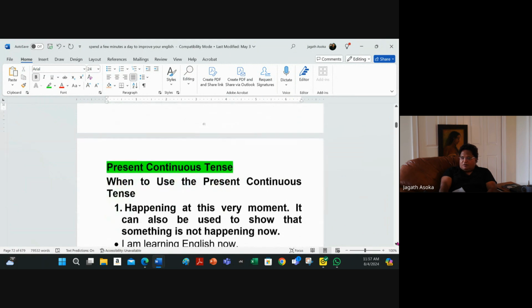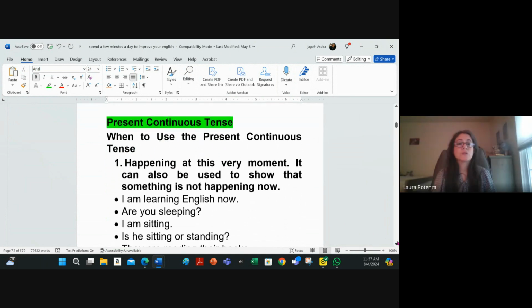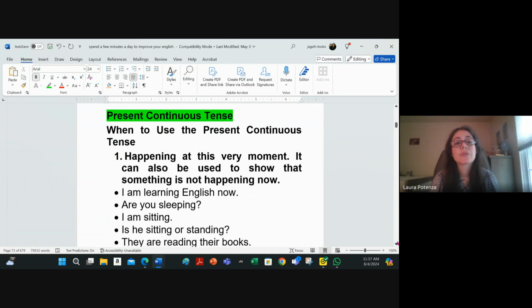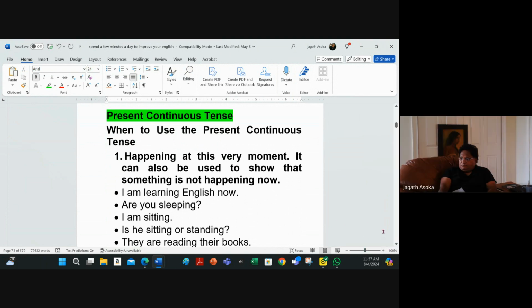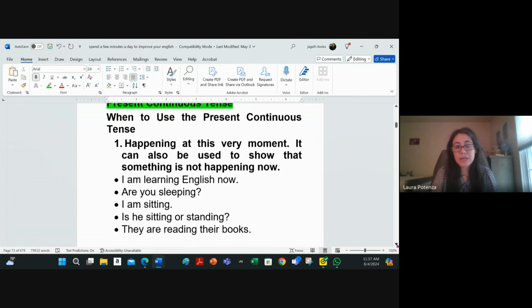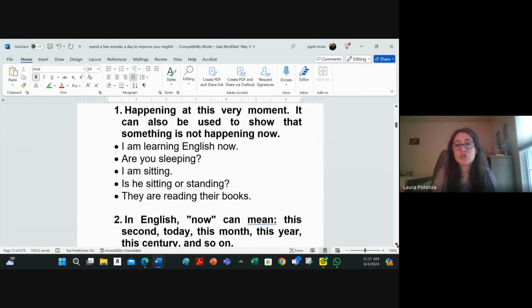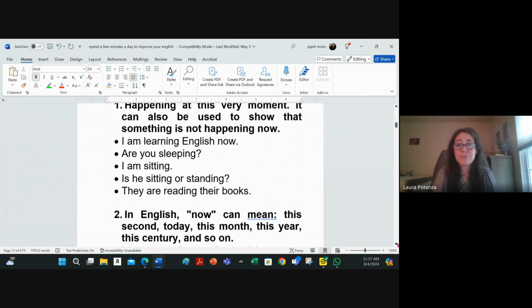All right, now present continuous. So when to use the present continuous tense? First, you use it if it's happening at this very moment. It can also be used to show that something is not happening right at this moment.